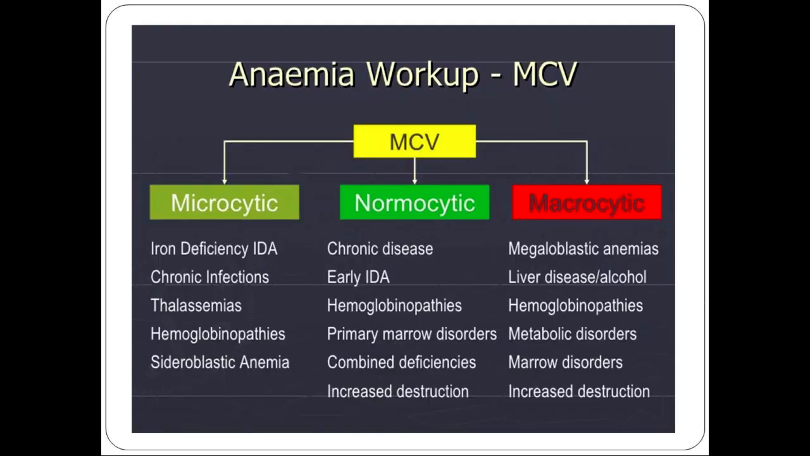So this is a slide I got online. I think it's really nice, especially the first couple lines of it, where we talk about the MCV, so the microcytic, which we're going to see in iron deficiency anemia or in chronic infections.